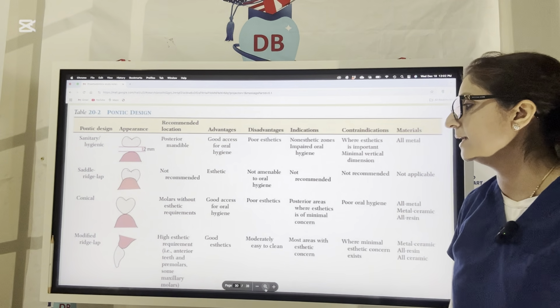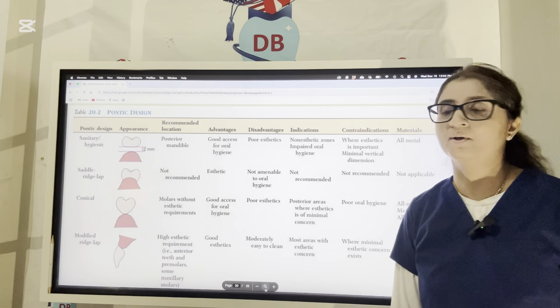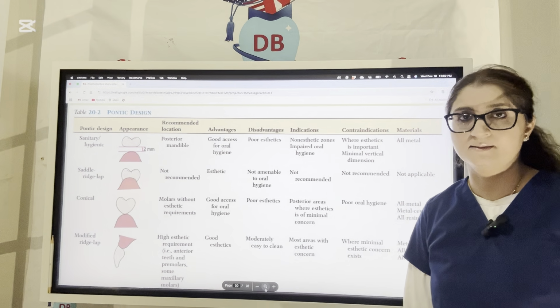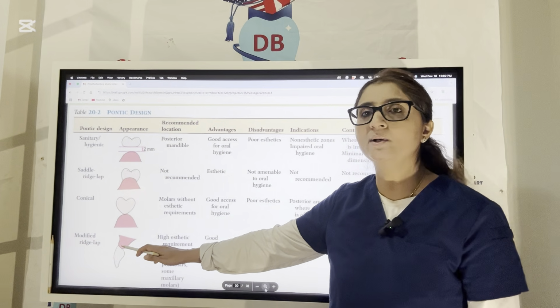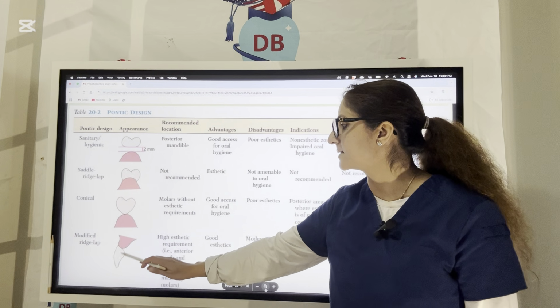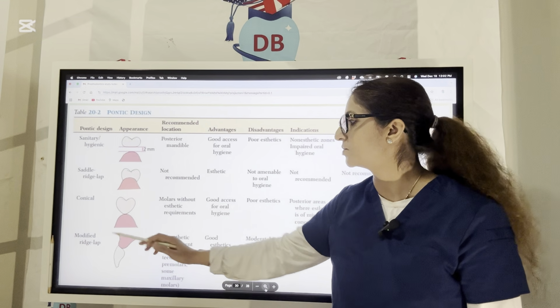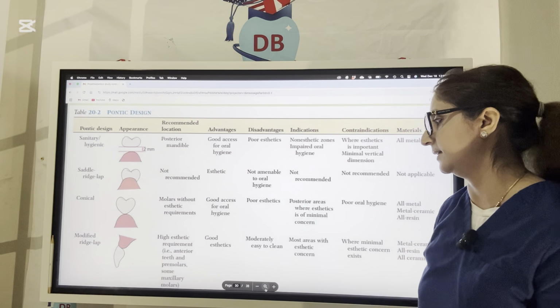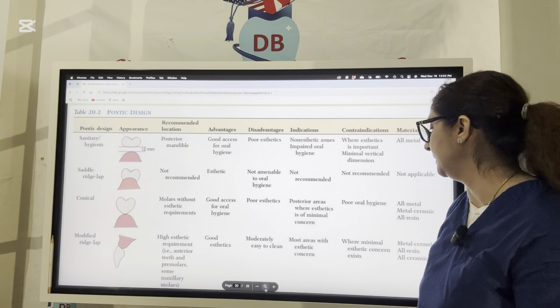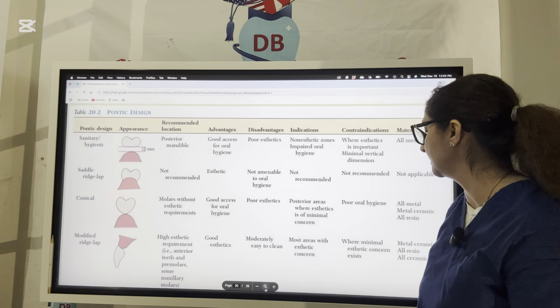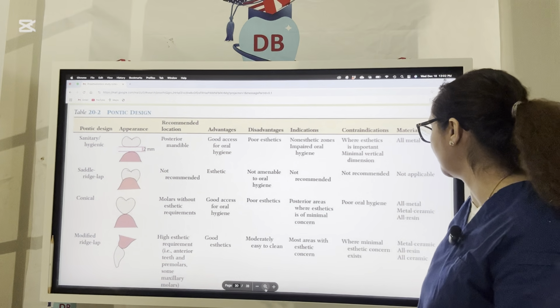Now the next one we have is the modified ridge lap pontic. The modified ridge lap pontic is a good design. It is different from the ridge lap. If you can see, it is lapping only one side of the ridge, the buccal side; the lingual side is free. Modified ridge lap: high aesthetic, for anterior teeth and premolars, moderately easy to clean, minimal aesthetic concerns. Modified ridge lap pontic is a very good design.